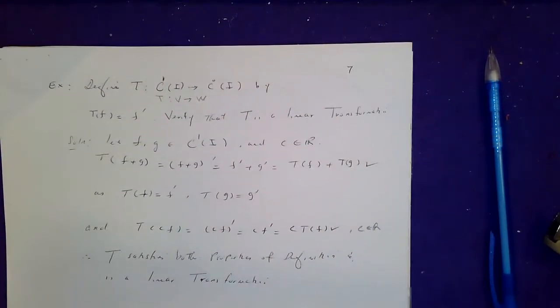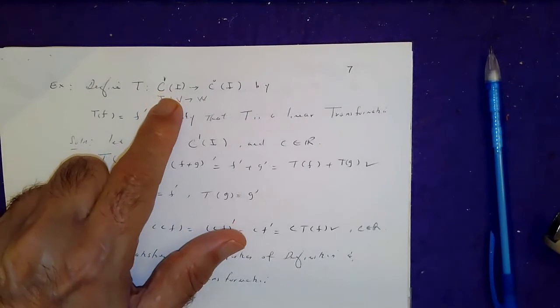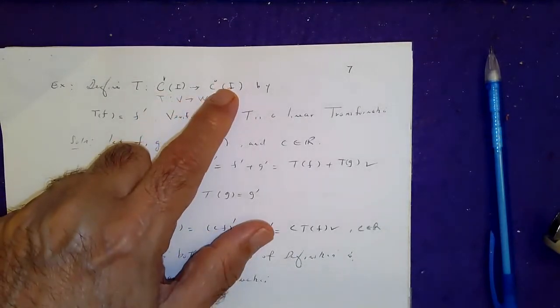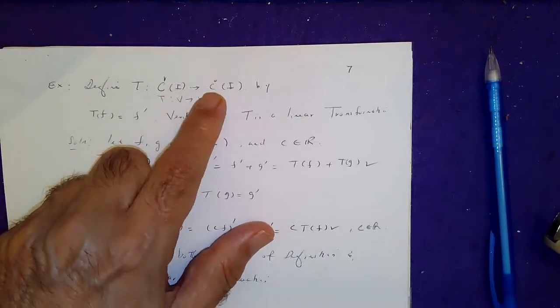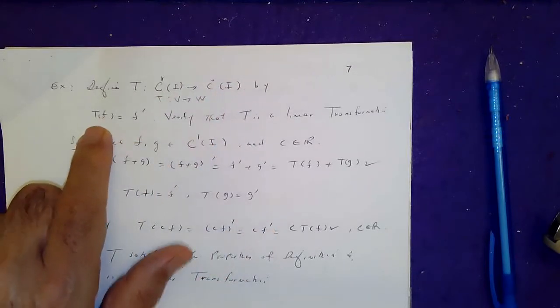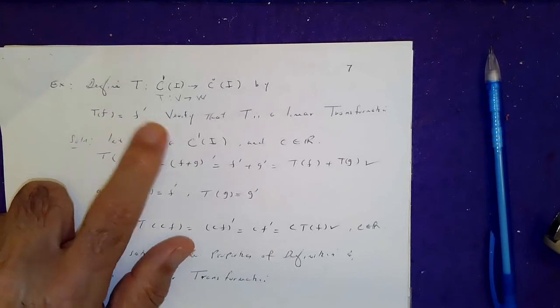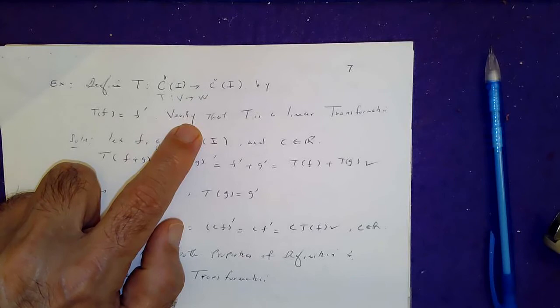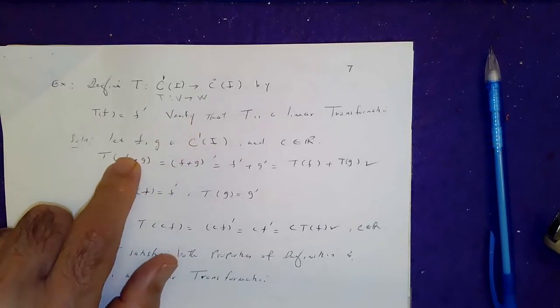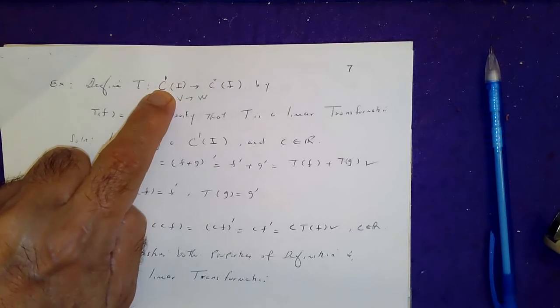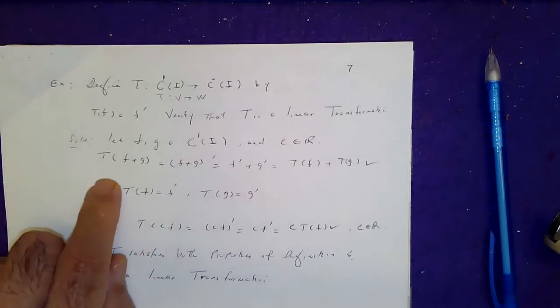So let's take a look at a couple of examples. Suppose the transformation is from first-derivative continuous functions to continuous functions. So this is V, that's W. And the rule is that the transformation of any function is the derivative of that function. Verify that T, the transformation, is linear. So what do you do? You take two functions in V, which happens to be all first-derivative continuous functions, and C is a real number.